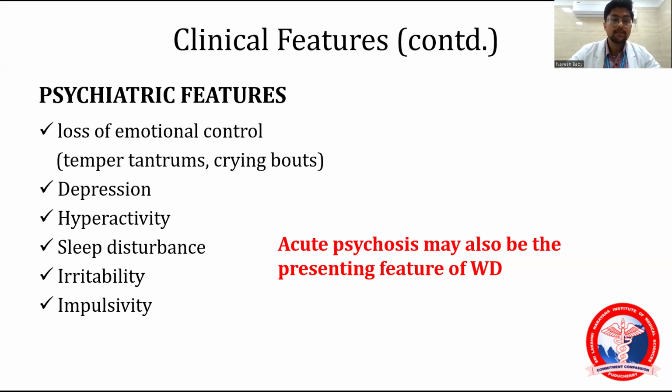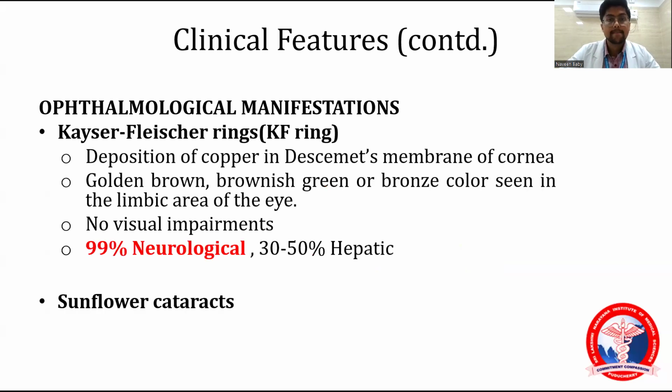If we go into the psychiatric features, these patients usually have temper tantrums. They get angry a lot, they shout, they have crying bouts and then laughing bouts. They can have a labile mood. And then these patients can have depression. They can present with bipolar disorders, hyperactivity. They have sleep disturbances, irritability, and impulsivity in their actions. So, an acute psychosis can also be a presentation of Wilson's disease. So, it should always be kept in mind. We should also look for other features in any patient with acute psychosis.